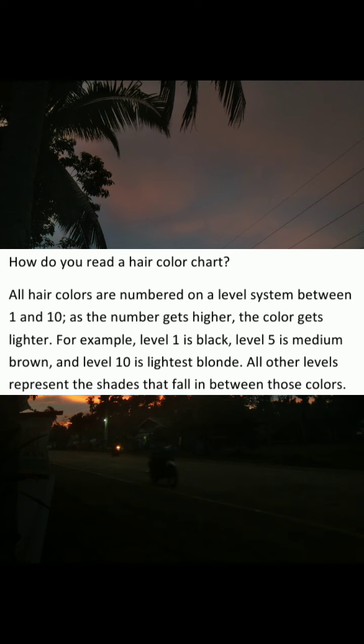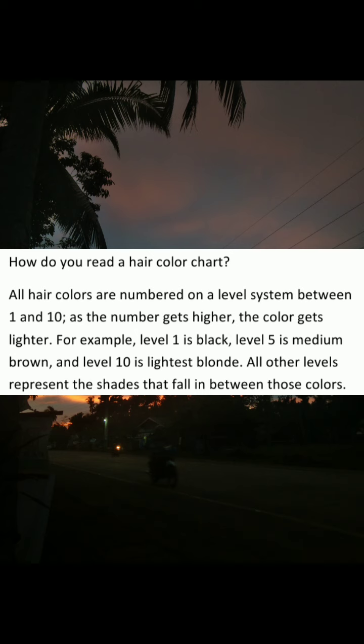So all hair colors are numbered on a level system between 1 and 10. As a number gets higher, the color gets lighter. So for example, level 1 is black, then level 5 is medium brown, and level 10 is the lightest blonde. All other levels represent the shades that fall in between those colors. So it's by number only.